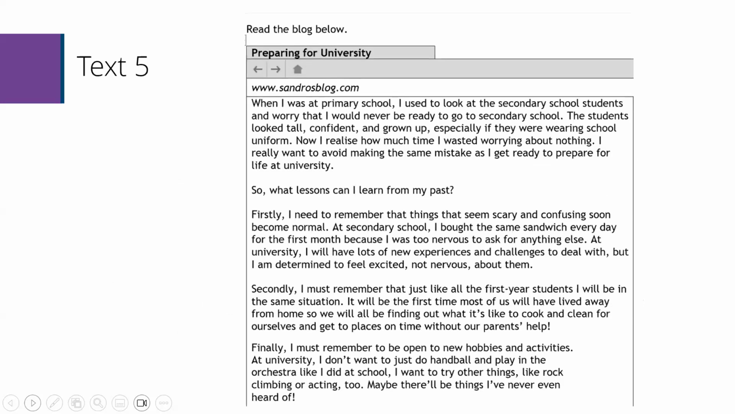So if we have a look at our text 5 now, again, we see we are increasing in the levels of complexity, and we're also seeing some much longer sentences, aren't we? Now, if you look at that paragraph that begins "Secondly," and the second sentence: "It will be the first time most of us will have lived away from home, so we will be finding out what it is like to cook and clean for ourselves and get to places on time without our parents' help." So I've got a very long sentence there. So you see the level of complexity is starting to increase. Okay.